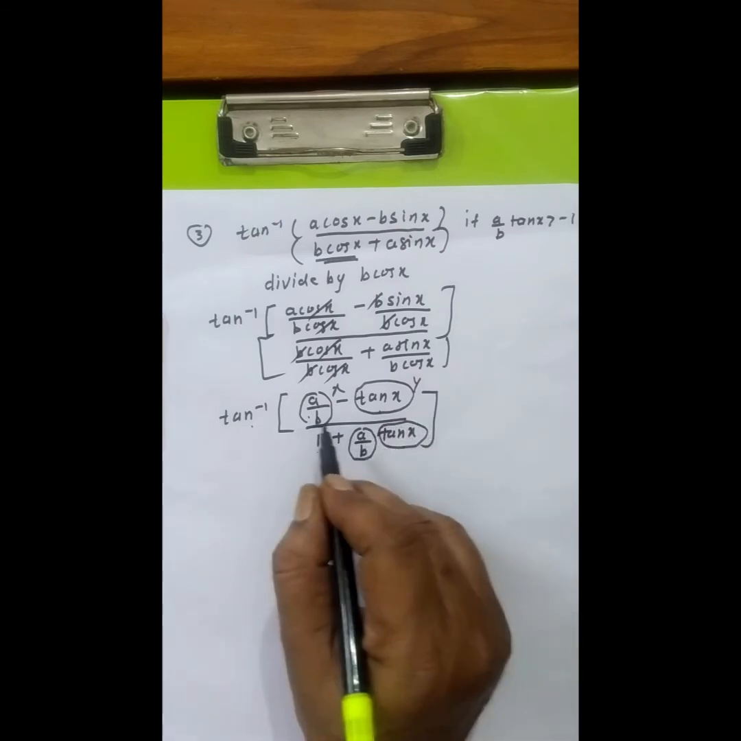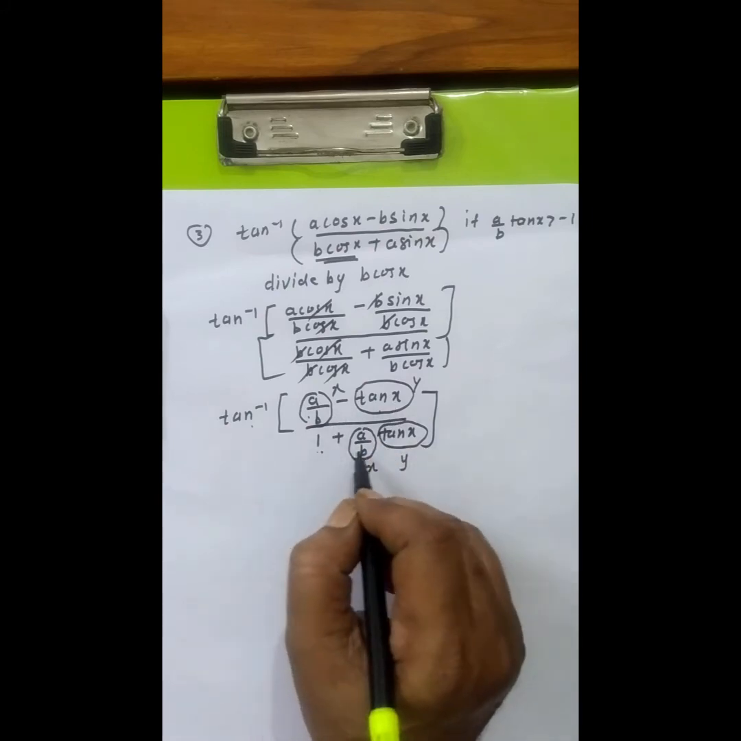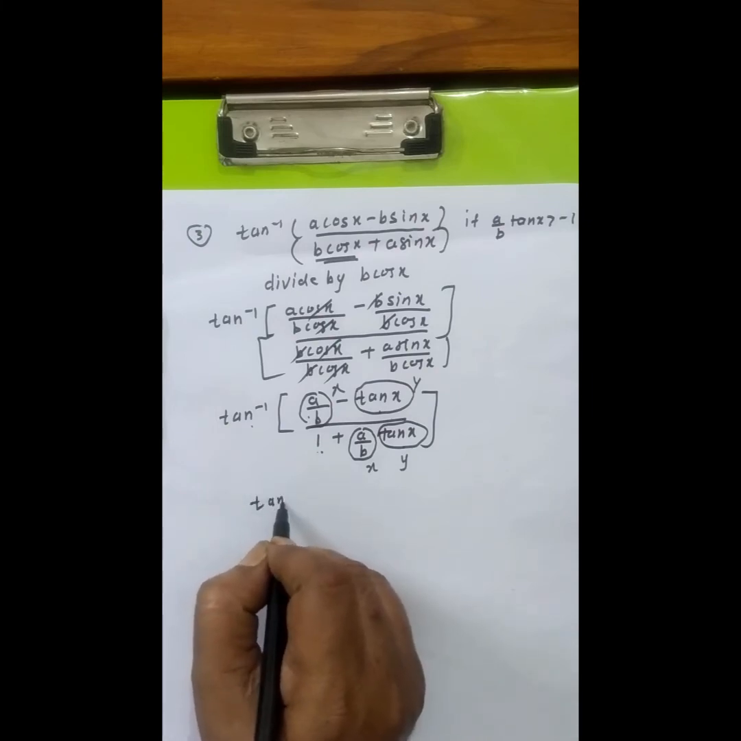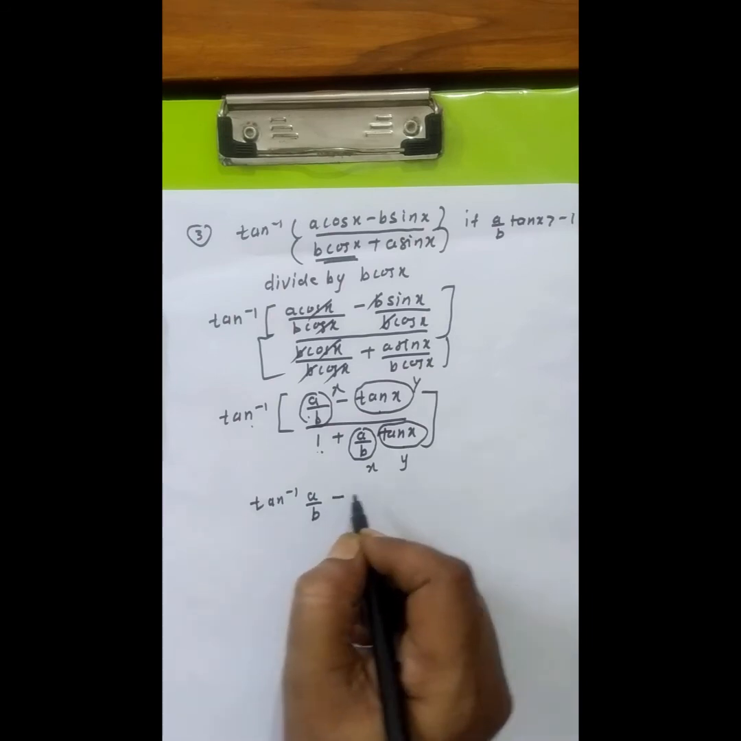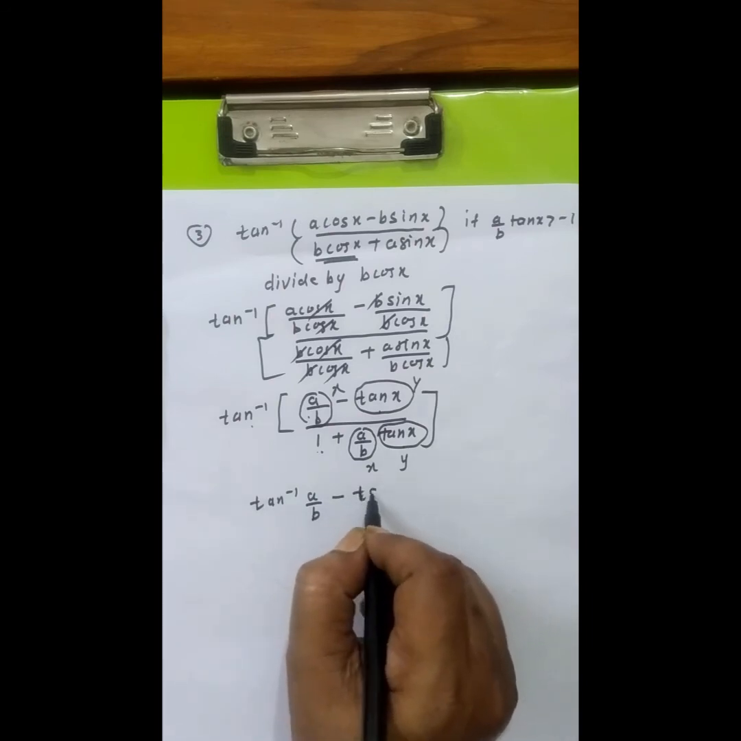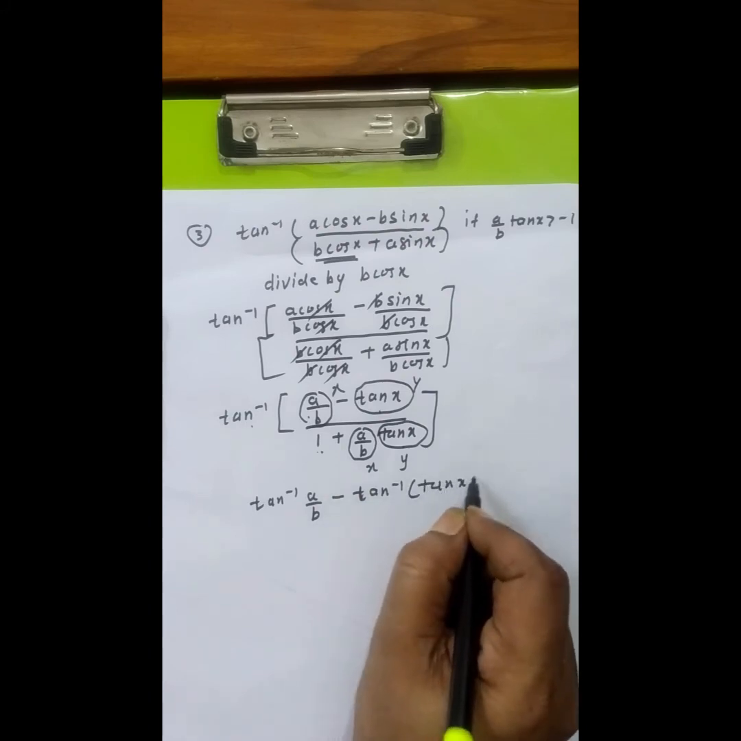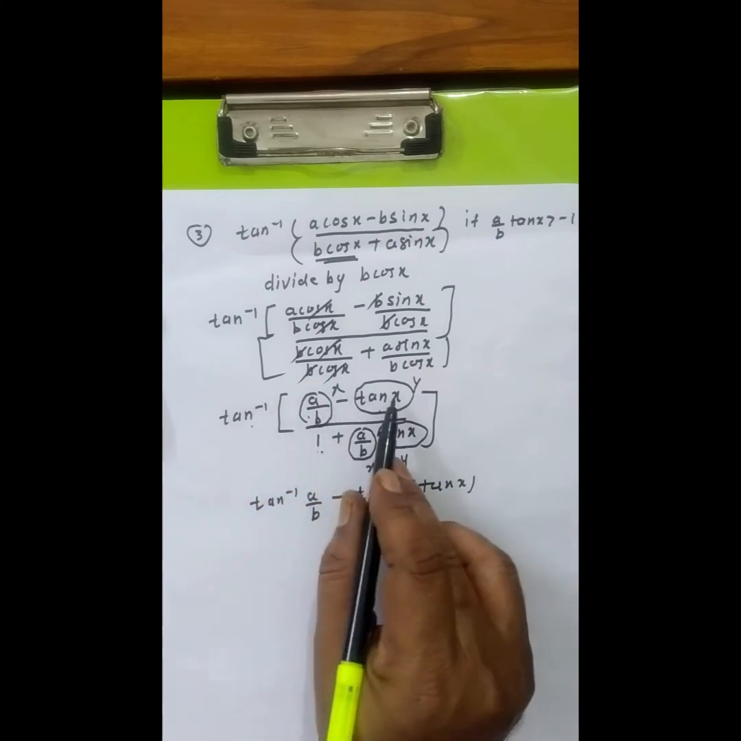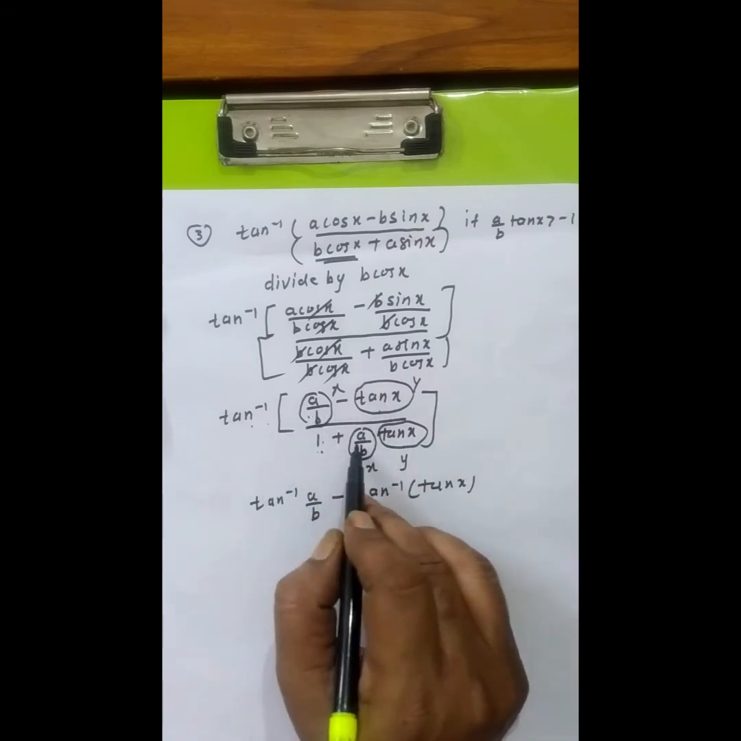Now what is tan inverse of x minus y upon 1 plus x into y? It will be tan inverse of x, which is a by b, minus tan inverse of y, that is tan inverse of tan x. So here this is the expansion of tan inverse of x minus tan inverse of y. Tan inverse of x minus tan inverse of y is tan inverse of x minus y upon 1 plus xy.